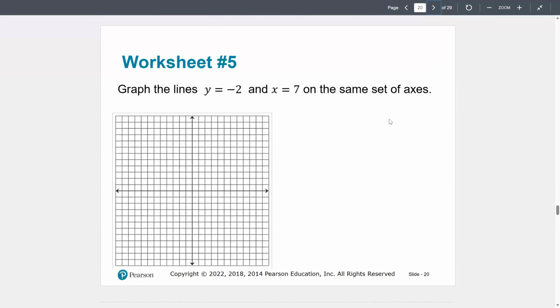So on the same set of axes, I just want you to graph the line y equals -2 and the line x equals 7. Remember that when y equals -2, the y-intercept is -2. When x equals 7, that means the x-intercept is 7. I'll give you a way to help you graph that.